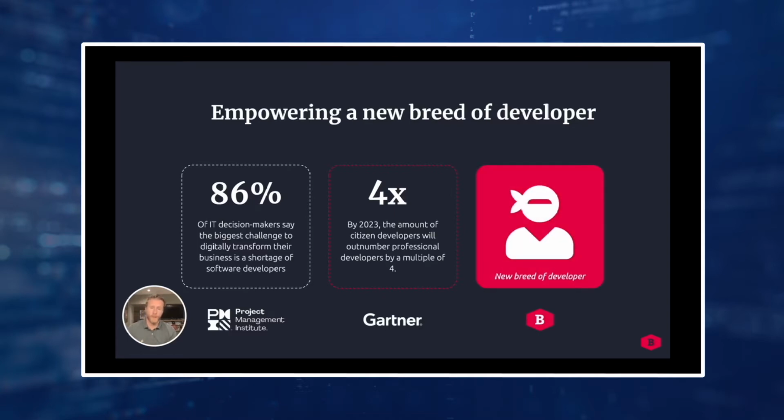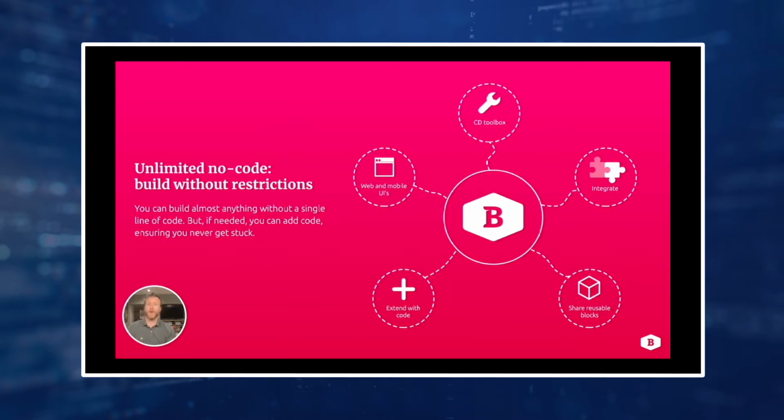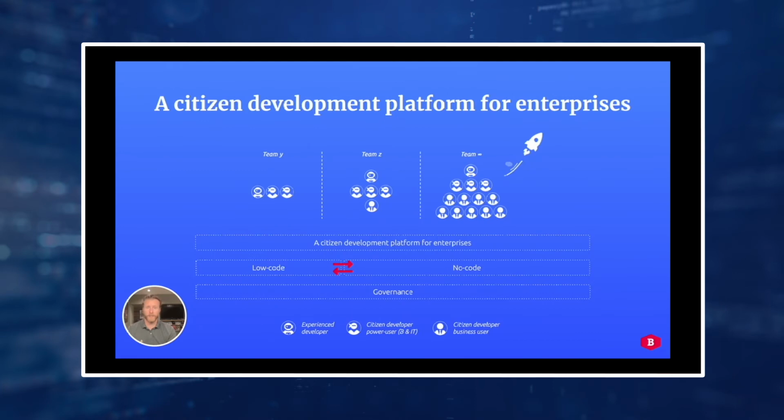So what do we need to do? Where there's need and there's trending opportunity, how do you bridge that gap? That's where no-code and low-code solutions like BettyBlocks come into play. So with unlimited no-code, what we're talking about now is building without restrictions. You can build almost anything without a single line of code, but in the event that a pro coder wants to add code or things get stuck and you need that element, you can certainly add those things. And that's where BettyBlocks is really finding its value in driving what can be delivered to our customer organizations.